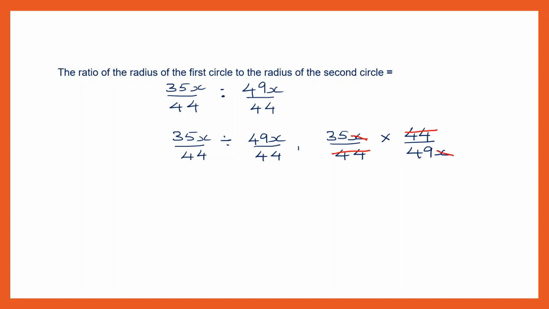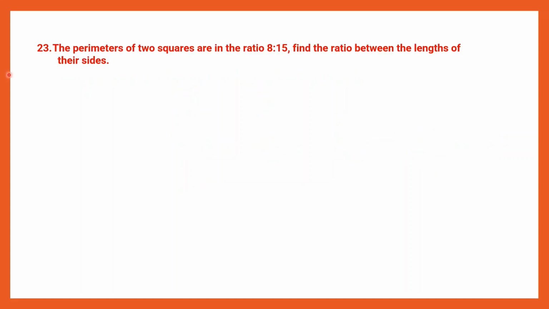And both can be divided by a common factor, which is 7. So 7 5s are 35. 7 7s are 49. So what do we get here? 5 by 7, or the ratio is 5 is to 7. This is the ratio.